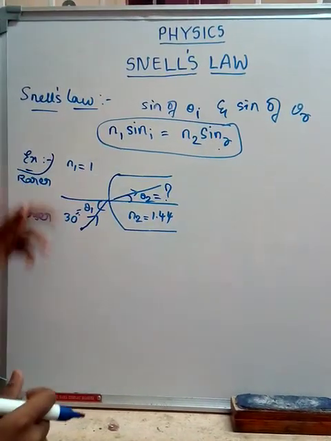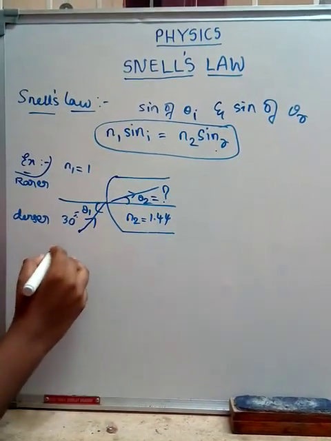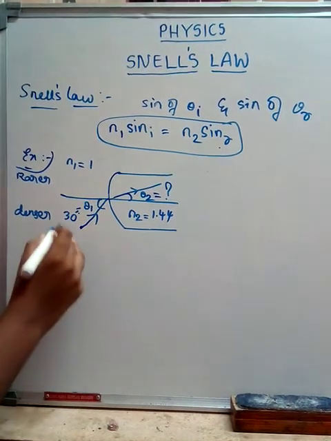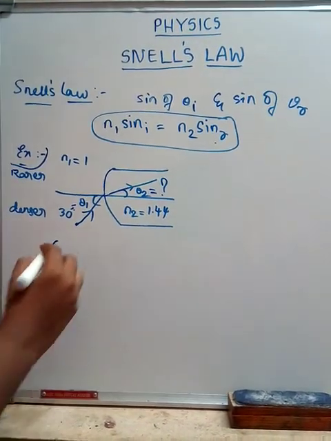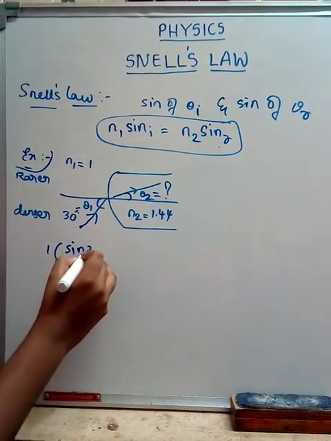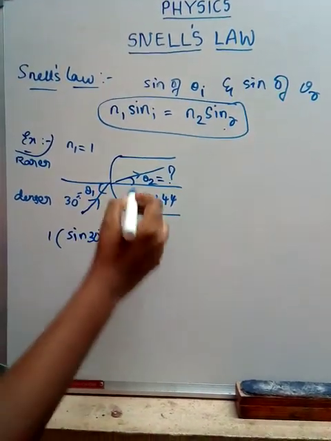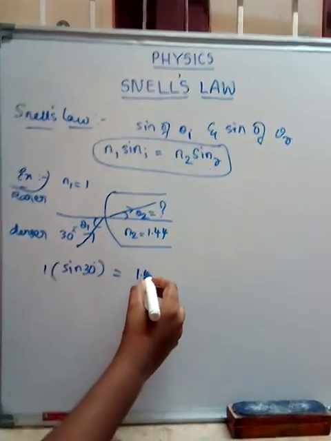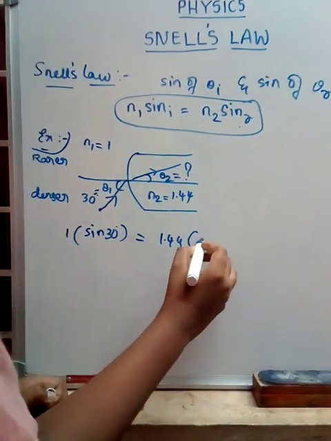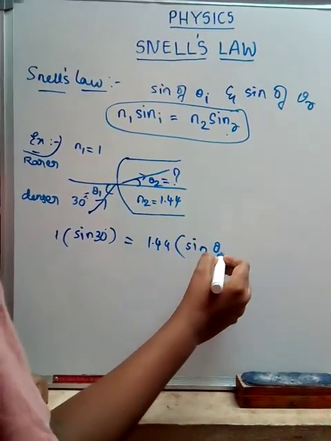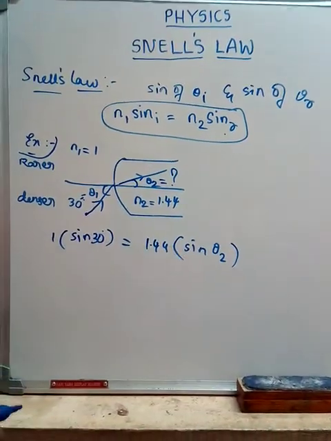The formula is N1 sine i. N1 is 1, so 1 into sine i, the incident angle 30 degrees, sine 30, is equal to N2, which is 1.44, the refractive index, into sine r, which is theta 2. We have to find sine theta 2.